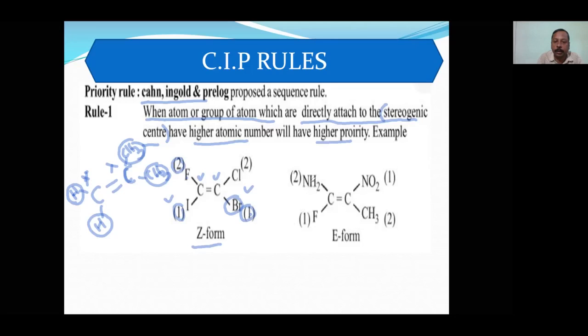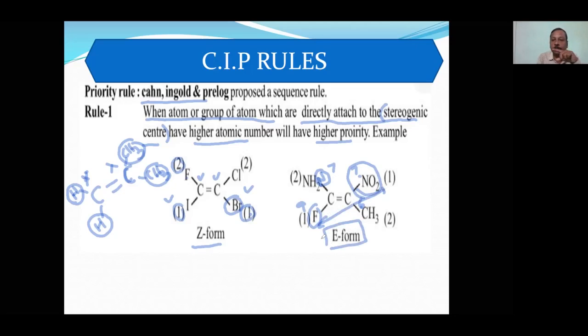Now let us take this one. Don't go for the hydrogen. Actually, it is attached to the nitrogen, so you should take the nitrogen atomic number and fluorine. Nitrogen atomic number is 7, fluorine atomic number is 9. So 9 is higher, therefore higher priority for the fluorine. Same way here carbon and here nitrogen. Nitrogen is 7, carbon is 6, so nitrogen will have the higher priority. So higher priority on the opposite side. Therefore, it is called E.